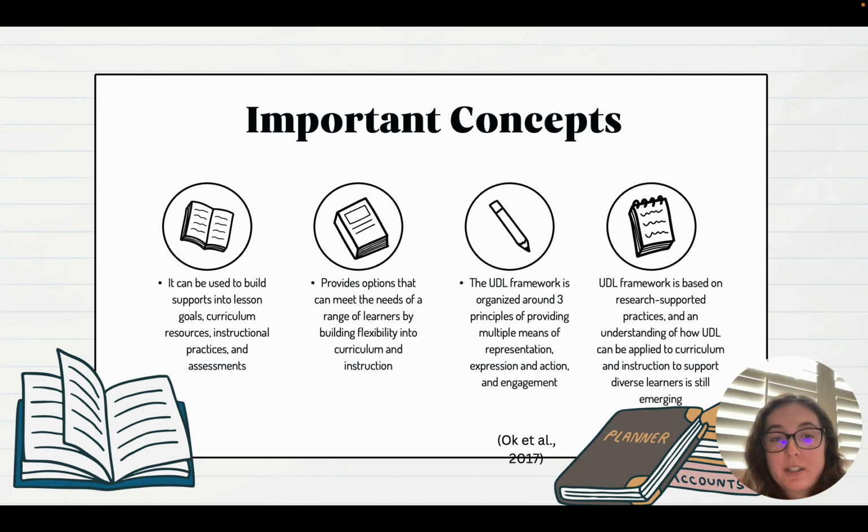And lastly, UDL framework is based on research supported practices and an understanding of how UDL can be applied to curriculum and instruction to support diverse learners is still emerging. So there is research that has backed up universal design as a whole, but universal design for learning is something that's still emerging. All of the concepts and what it is based upon, there's a lot of research on that, but there's still a little bit of a lack of research of how UDL is currently being implemented in schools and the surrounding environments. So as occupational therapists, we could play a role in implementing these strategies into whatever setting, like school-based setting we go into.